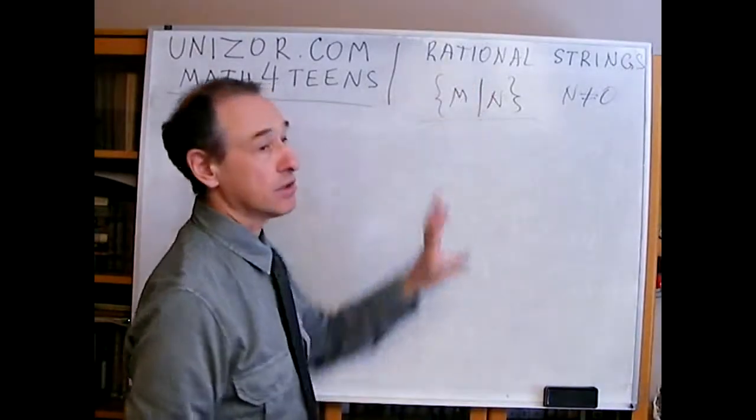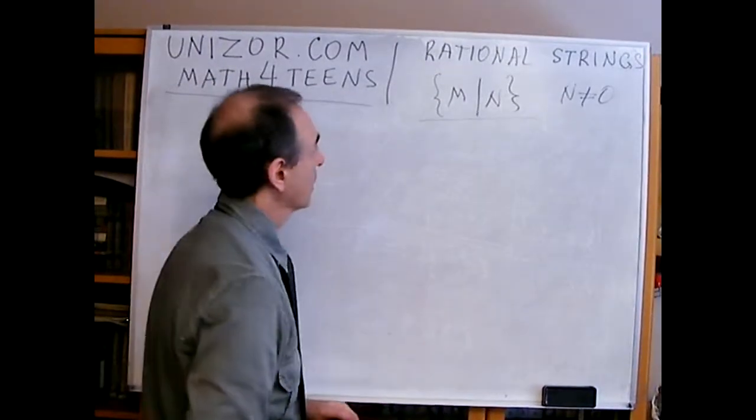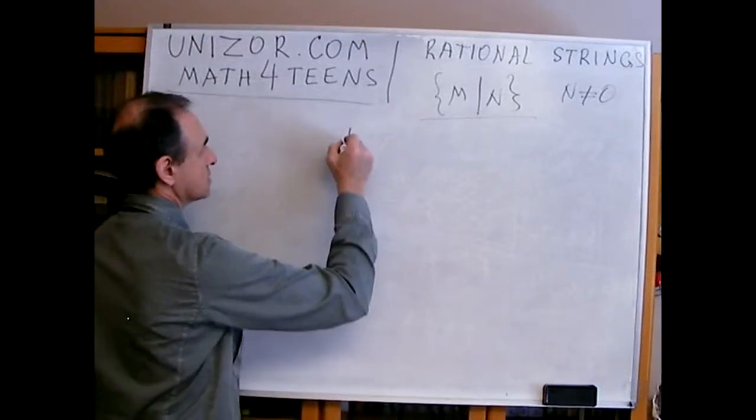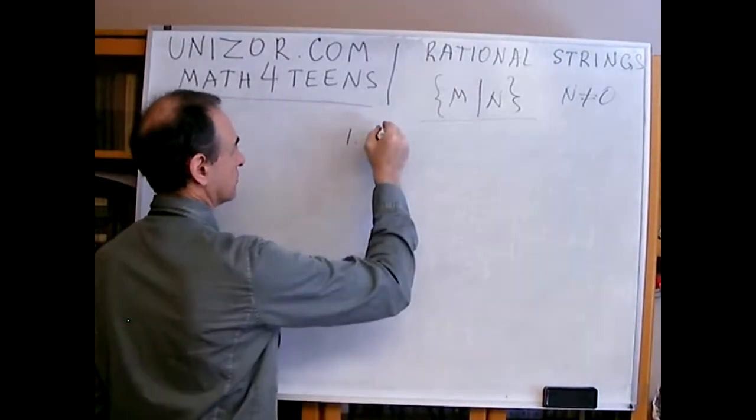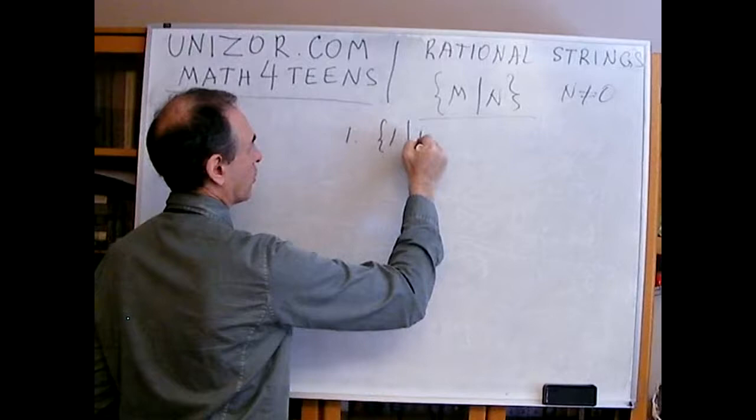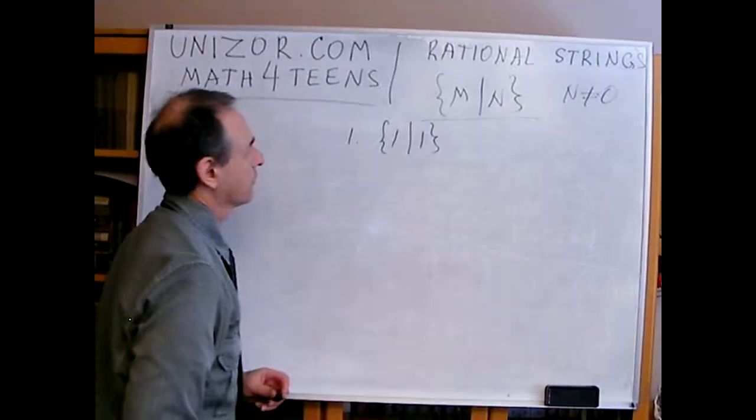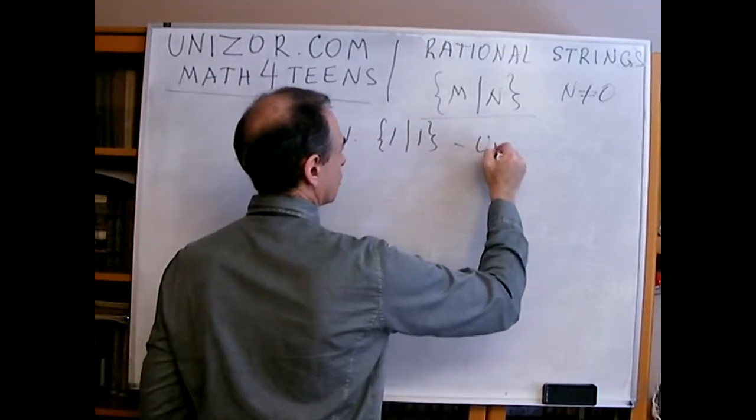Okay, so these are strings, nothing more than that. So first what I'm saying is that there is one particular string which is 1 over 1, which is a unity.